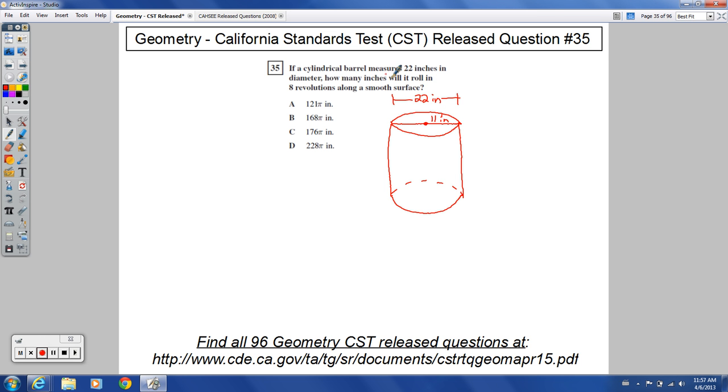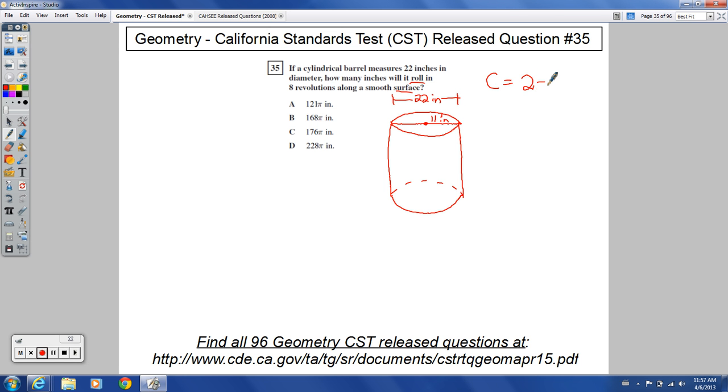We know that in terms of rolling along its surface, we're talking about how long that is around the circle right there. So if you roll around one time, that will be the circumference of the circle, and we're going to do that 8 times because it's going to keep rolling and rolling. So this isn't a surface area question, it's not a volume question, it's more of a distance or a circumference question.